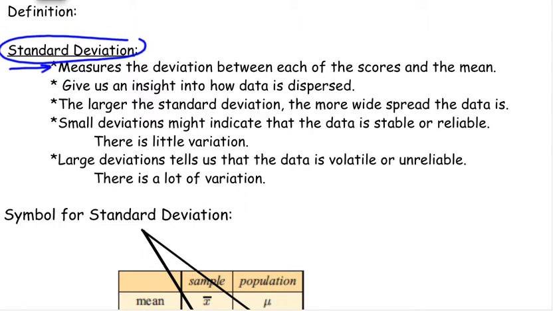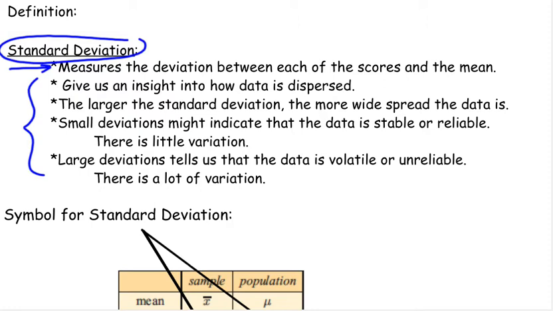Here is what I'd like you to write down, that first statement. What it does is it measures the deviation between each of the scores and the mean. And then if you want to write down more, you can. Not important if you want to just kind of listen and read through these. What it does is it gives us insight on how data is dispersed. The larger the standard deviation, the more spread the data is. The smaller deviation might indicate the data is stable or more reliable. That means there's little variation. Larger deviations tell us the data is volatile and unreliable.